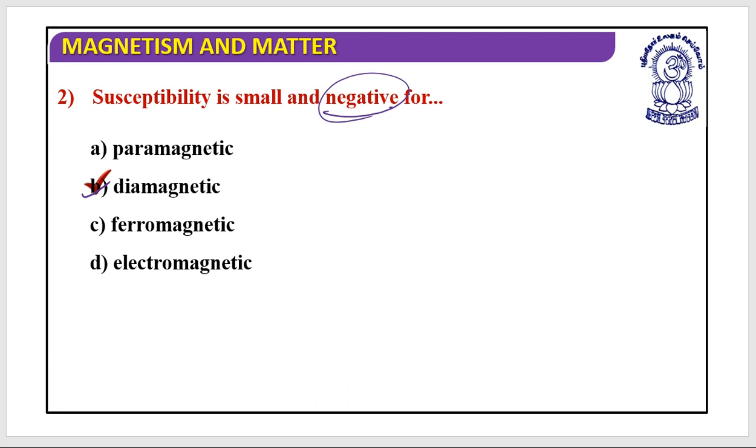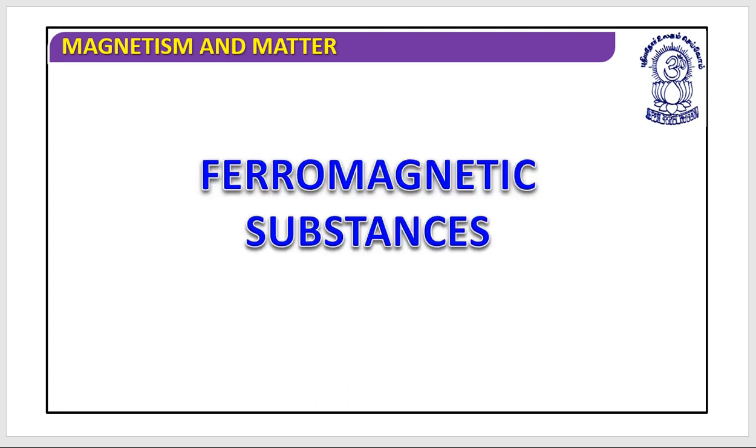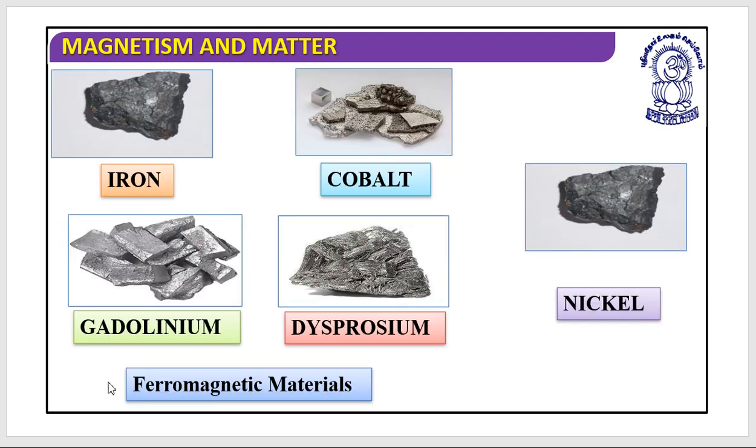Let's have a look. The ferromagnetic substances, what are they and how do they behave? These are certain examples of ferromagnetic materials. I have put the slide at the very front because I want you to assume how these materials should behave. Iron is there, cobalt, nickel, dysprosium, gadolinium. These are all ferromagnetic materials. You must know all this.